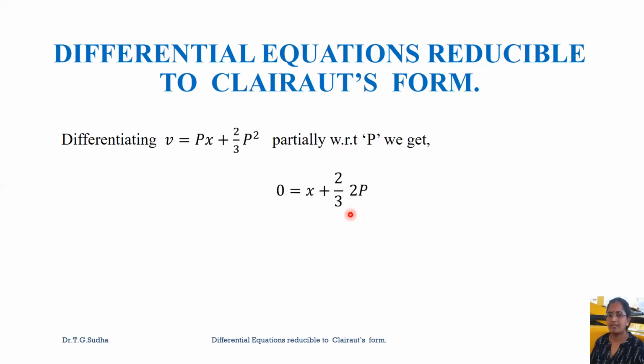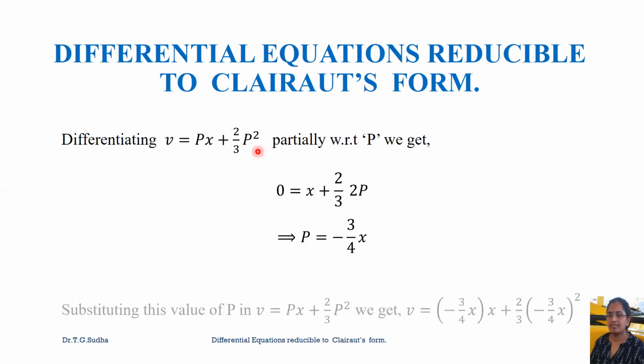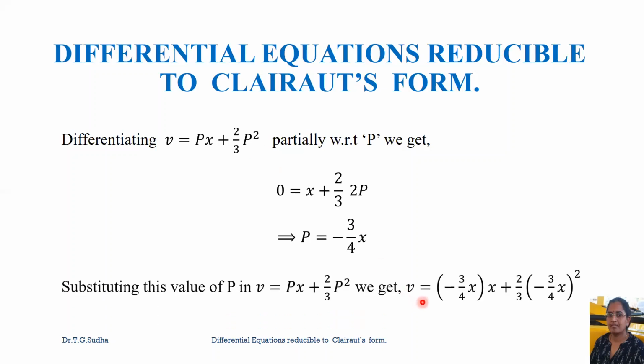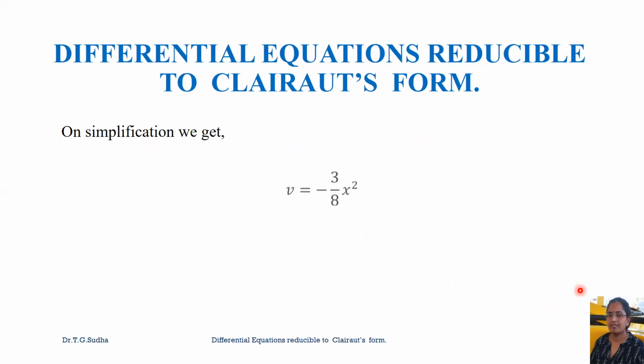Solve for p from here. P will be equal to minus 3 by 4x. Let us substitute this value of capital P in the equation, that is v is equal to px plus 2 by 3 p square. So when you substitute, we get v is equal to minus 3 by 4x into x plus 2 by 3 into minus 3 by 4x whole square. So let us simplify this. On simplification, we get just v is equal to minus 3 by 8x square.